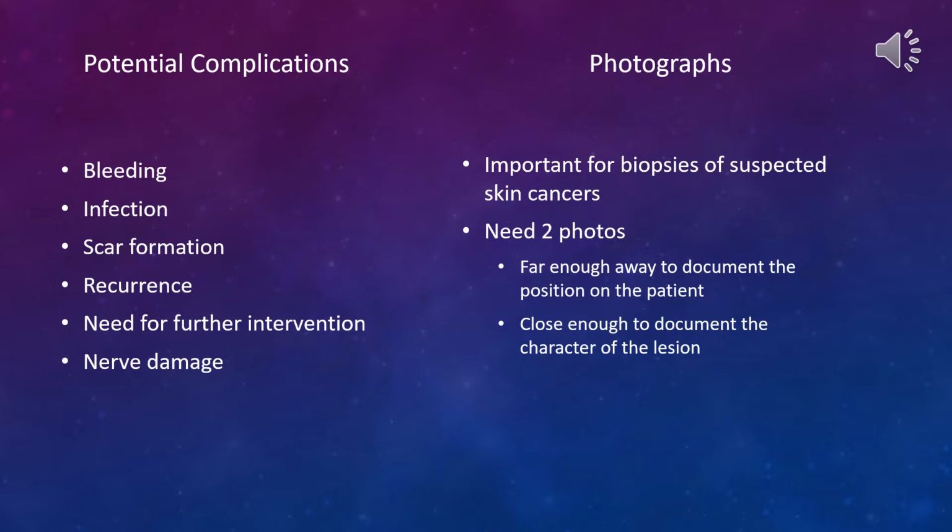Potential complications that should be disclosed to the patient include bleeding, infection, scar formation, the need for additional procedures, and potential nerve damage. Also, consider photographing the lesion prior to biopsy. You'll need to get 2 photographs, one far enough away from the lesion that the position on the patient's body can be determined, and one close enough to document the character of the lesion. Photos have been associated with reduced rates of postponed surgeries and decreased wrong site surgeries.